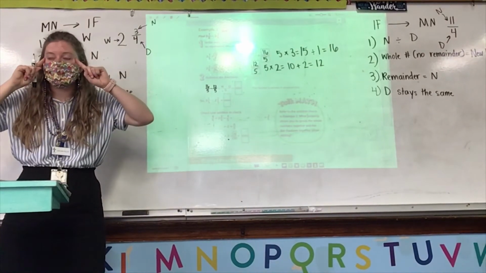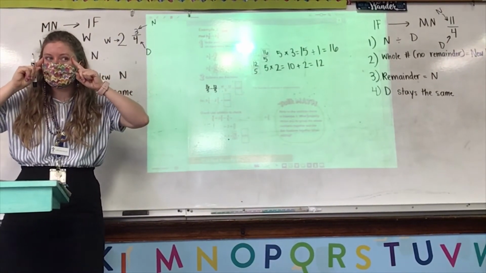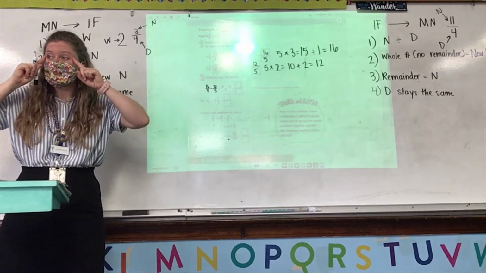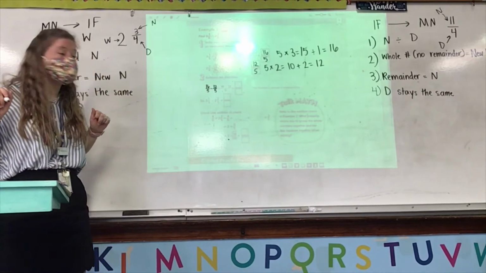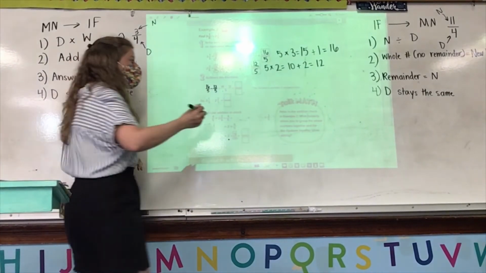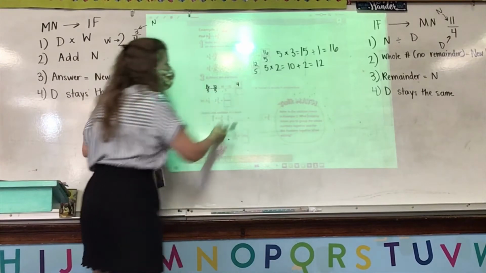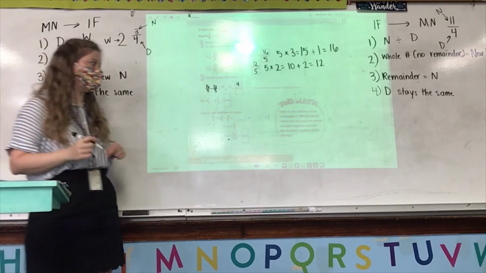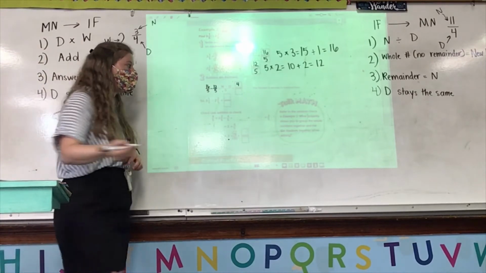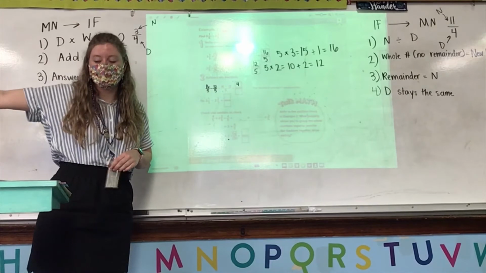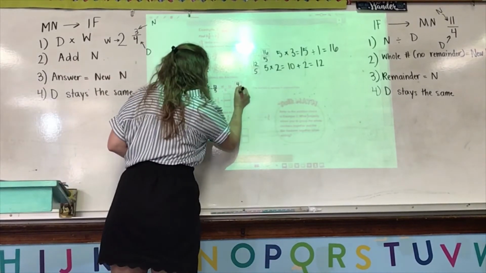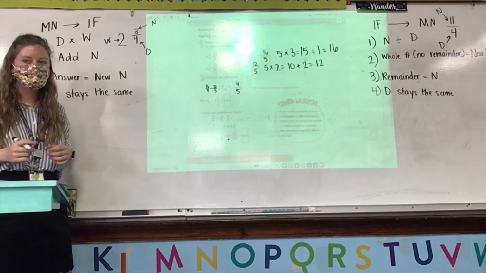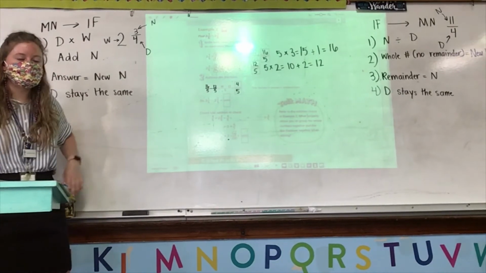Class, think about it. What is 16 minus 12? Don't just call out an answer. Class, 16 minus 12 is? 4. The denominator stays the same. What is the denominator? 5. So, 16 fifths minus 12 fifths is 4 fifths.